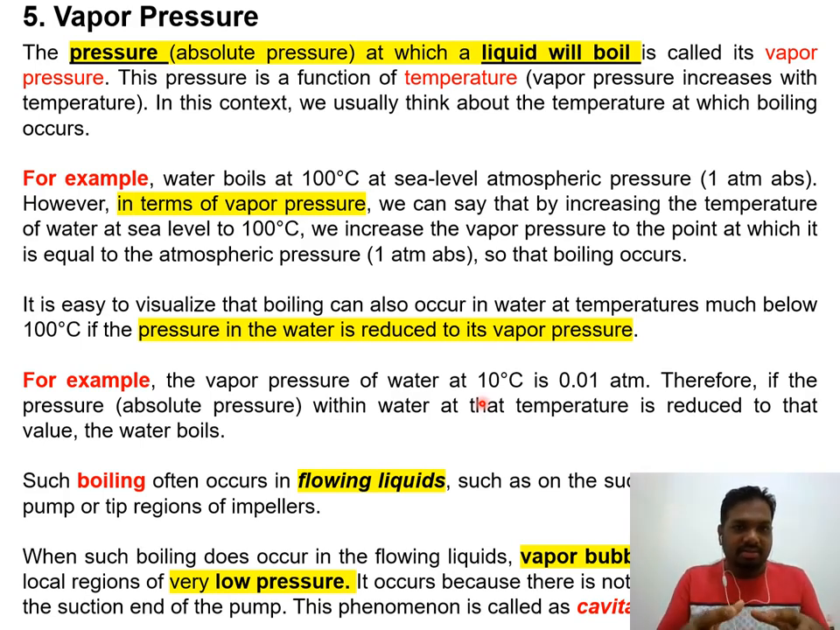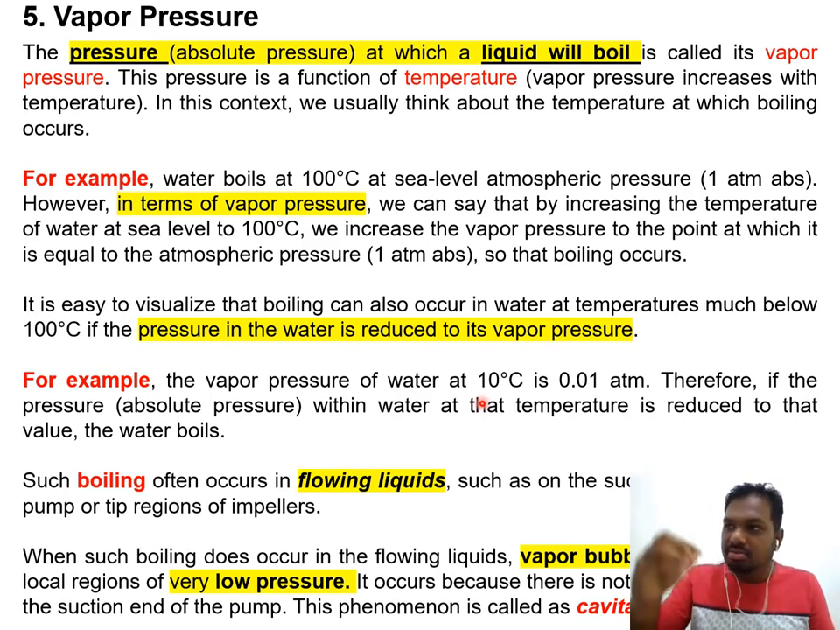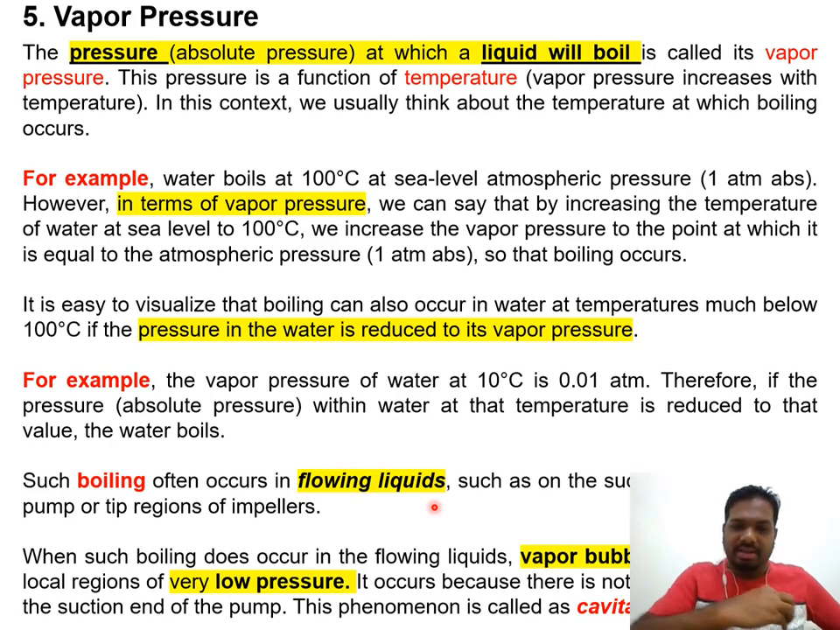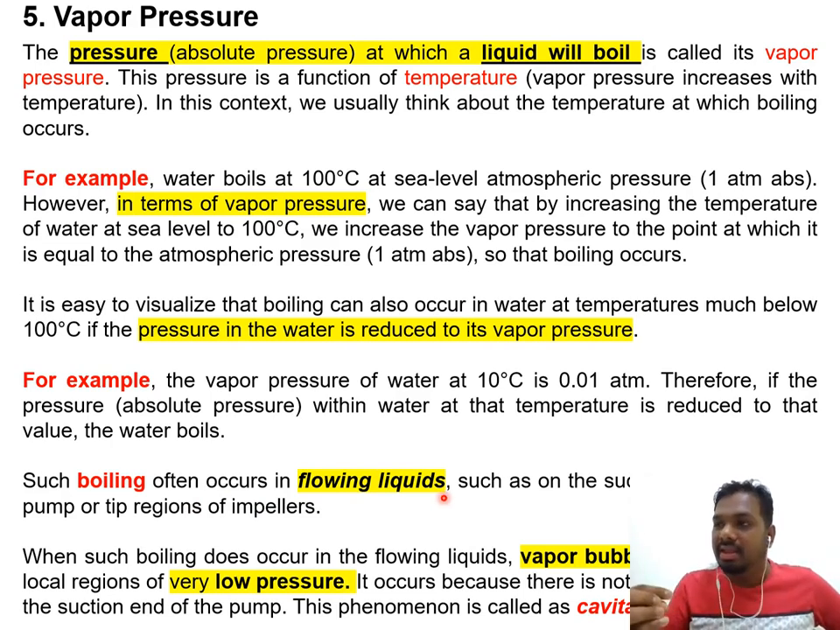In a container, you are trying to heat up 10 degrees Celsius water. If you manage to control the pressure to 0.01 or lower, the water will start to boil at 10 degrees Celsius. So that's what we need to understand. Such boiling often occurs in flowing fluid, especially when the fluid is flowing from one place to another, when there is some pressure drop.